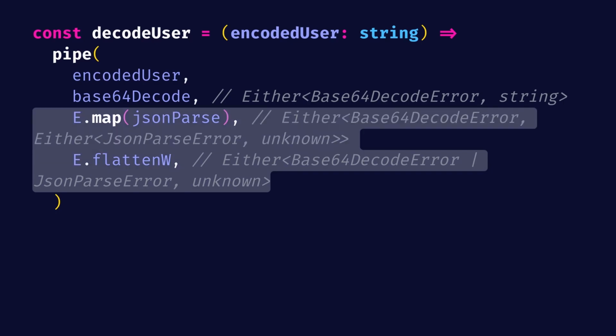These two operations, map and flattenW, are so common that there is another util that does just that. It's called Either.flatMap. So we can replace the map and flattenW with just flatMap.